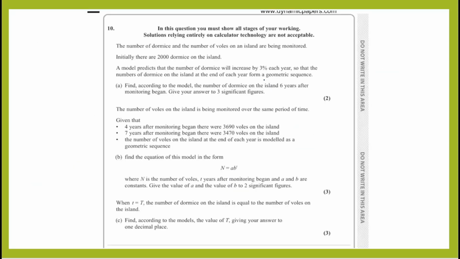This question relates to geometric series. Initially there were 2000 domains on the island, which means you can take 2000 as a, the first term. The number of domains will increase by 3%, which means r equals 103%. Now we have to calculate the number of domains on the island after 6 years, which means calculate the 7th term, or use U7.